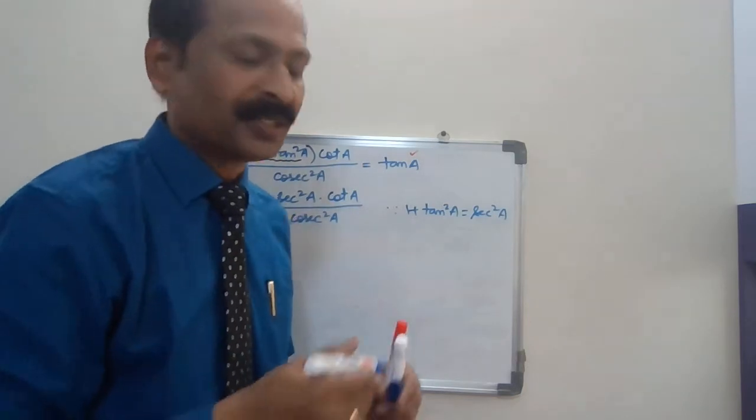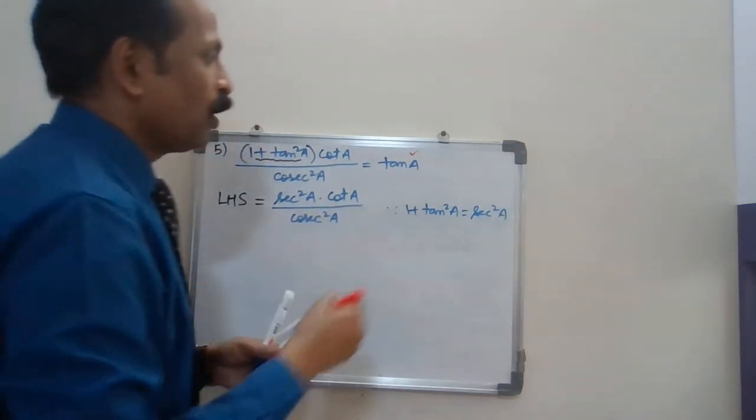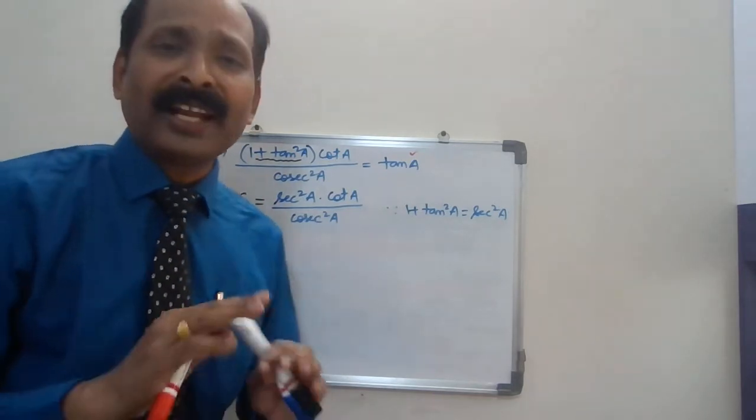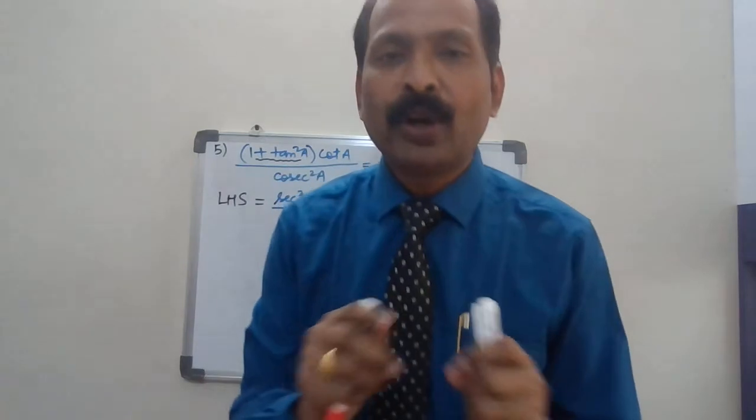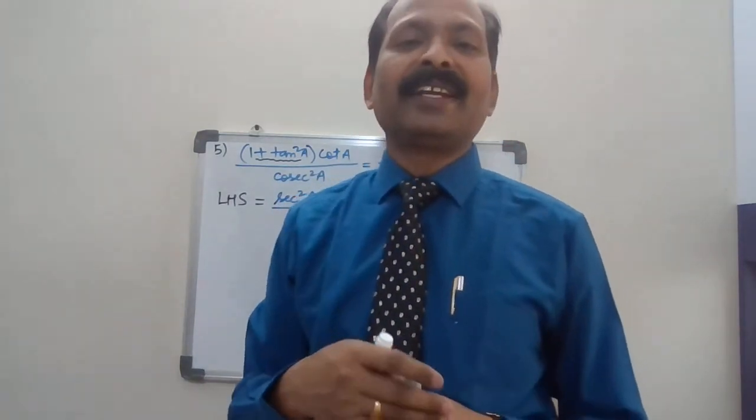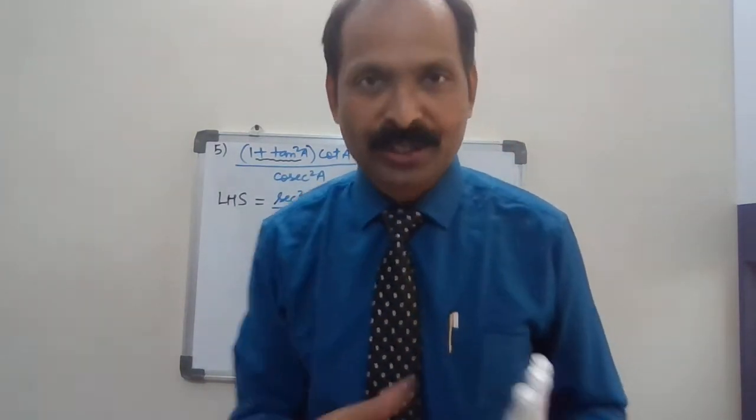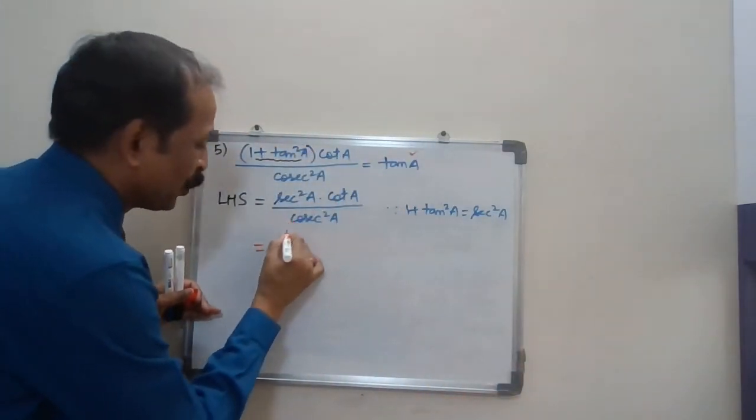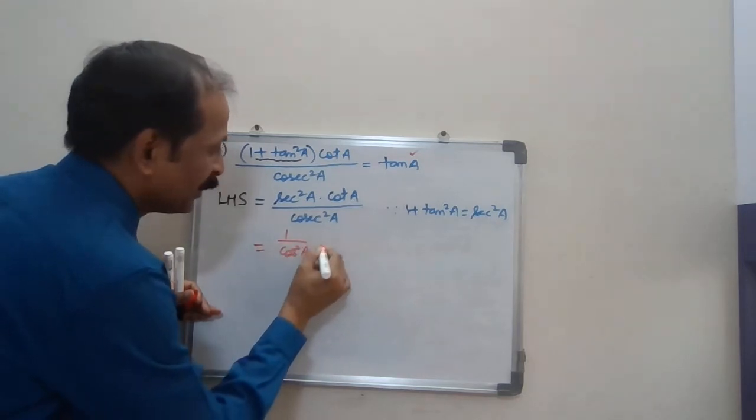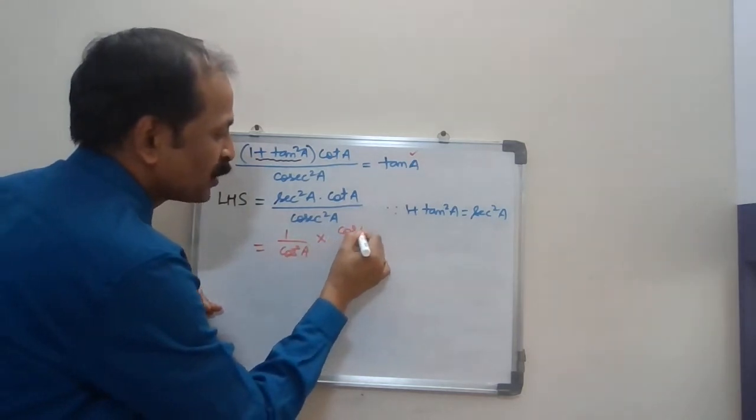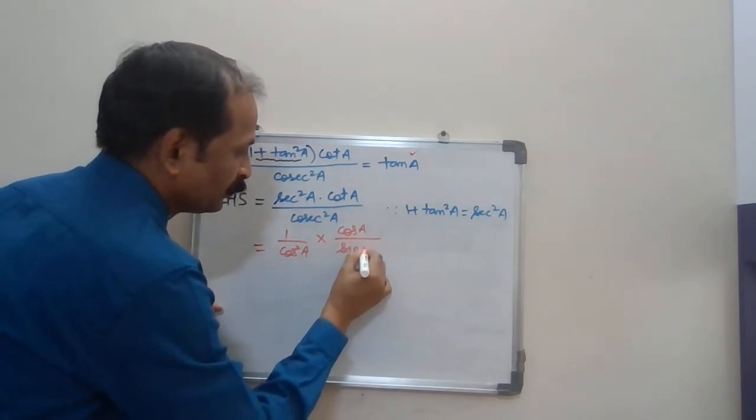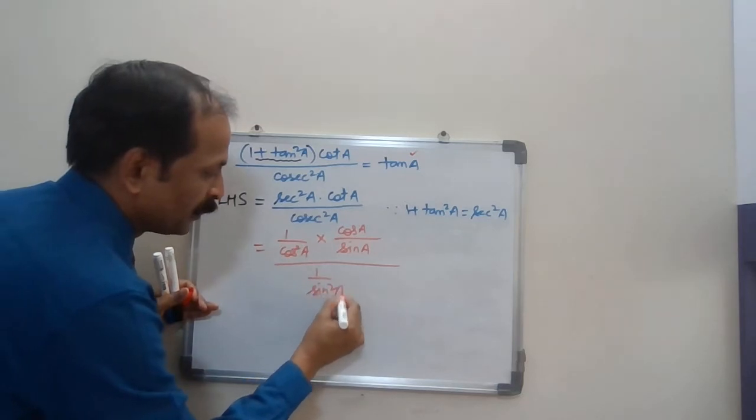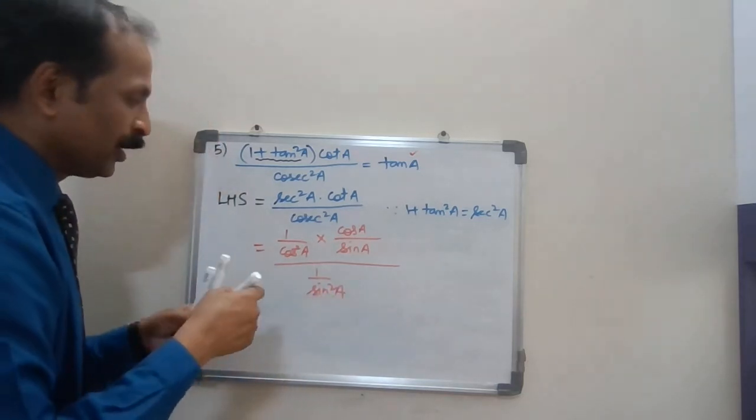Make a habit of writing reasons. Now, as you need sine upon cos, everywhere I am going to sine and cos form. Whenever you don't get anything, please remember, if you're not getting any clue, the better technique is to change everything into sine and cos. So now sec is 1 upon cos square, you can write here. And cot is cos upon sine. Cosec is 1 upon sine square.